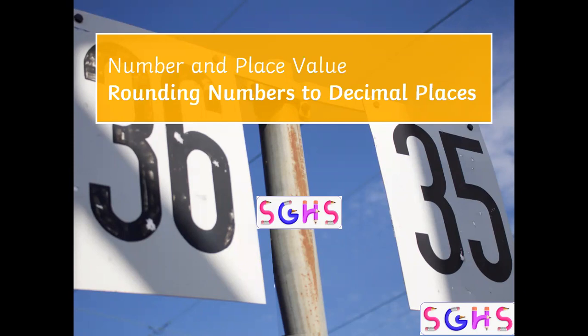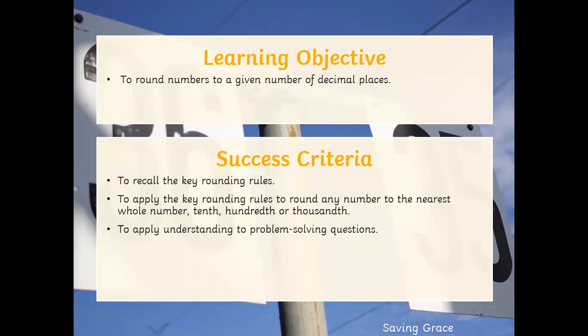Let's jump right in. The learning objective of today is to round numbers to a given number of decimal places. The success criteria is to recall the key rounding rules, to apply the key rounding rules to round any number to the nearest whole number, tenth, hundred, or thousand, and to apply understanding to problem-solving questions.